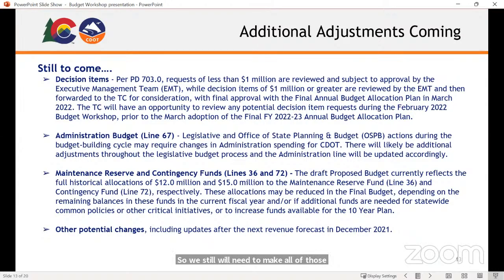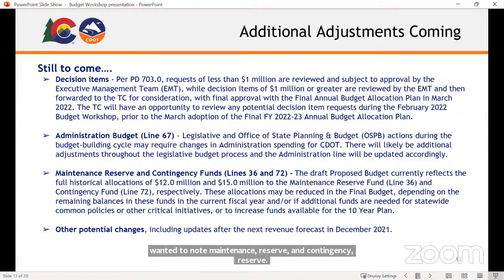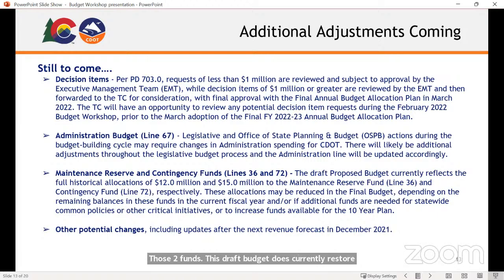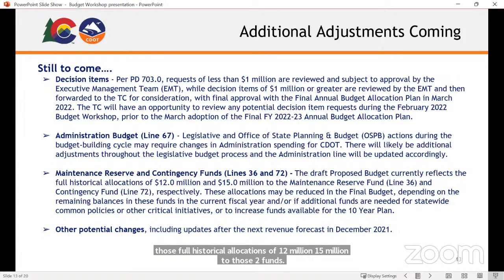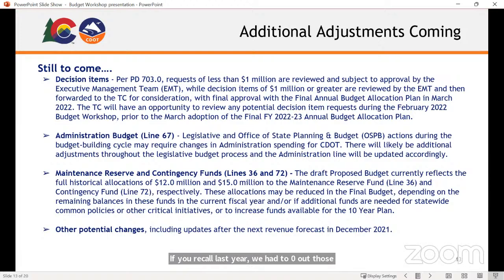Also, I wanted to note maintenance reserve and contingency reserve, those two funds. This draft budget does currently restore those full historical allocations of $12 million and $15 million to those two funds. If you recall last year, we had to zero out those additional revenue allocations to force us to balance because we were a little short on revenue. But right now in this draft, we do have those full allocations restored.